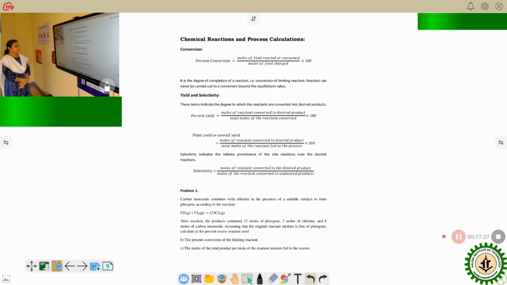The problem statement we have taken as the earlier problem, the formation of phosgene. Carbon monoxide plus chlorine gives phosgene, and the product contains 12 moles phosgene, 3 moles chlorine and 8 moles carbon monoxide. Assuming the original feed mixture is free from phosgene, we have to calculate the percent conversion of limiting reactant. Percent excess reactant was already calculated in the earlier lesson, and again we have to calculate the moles of total product per mole of reactant mixture fed to the reactor.